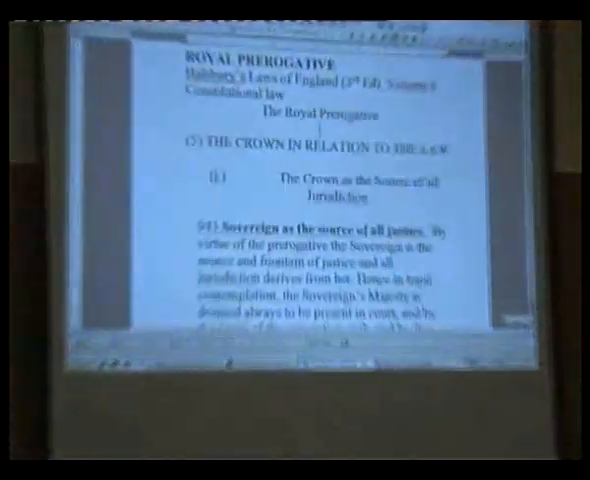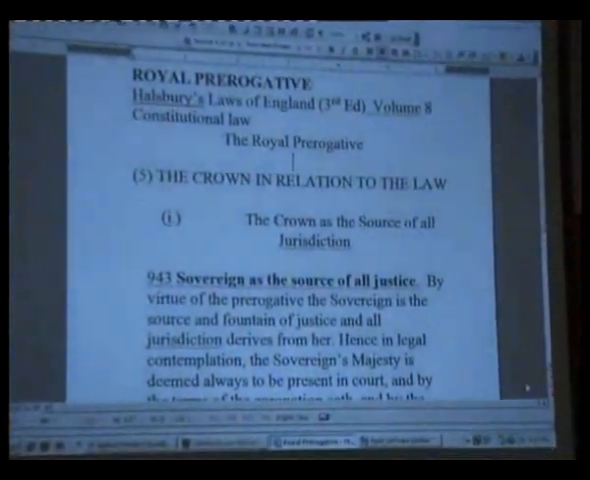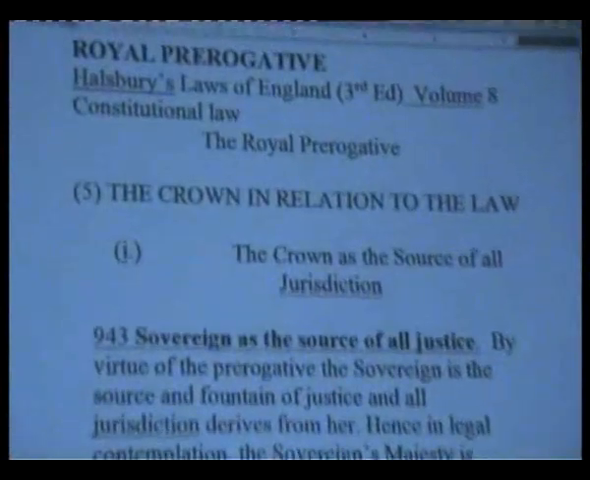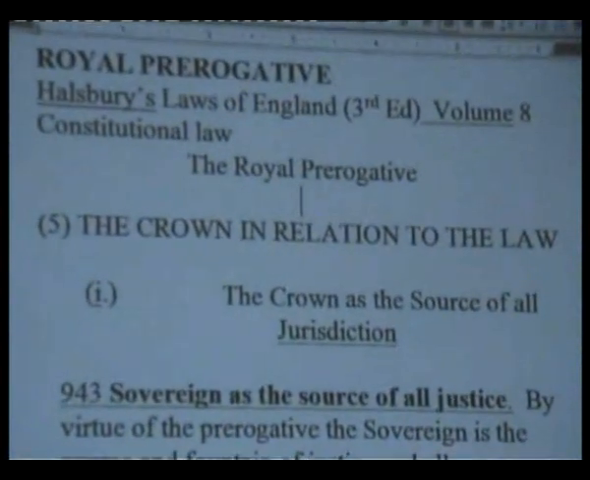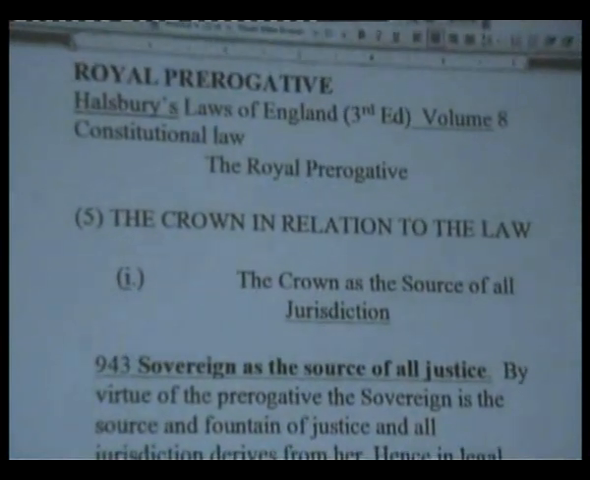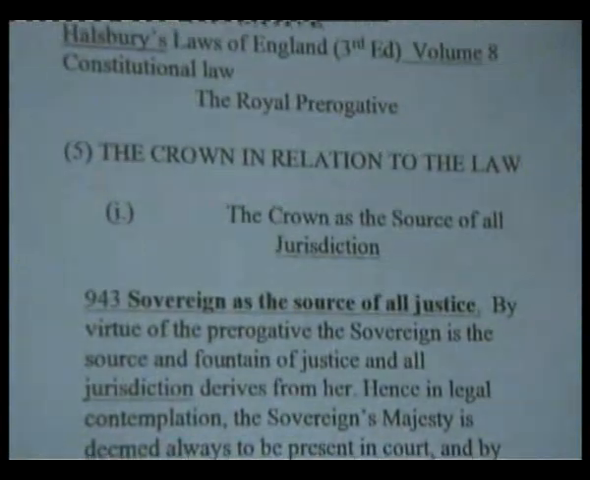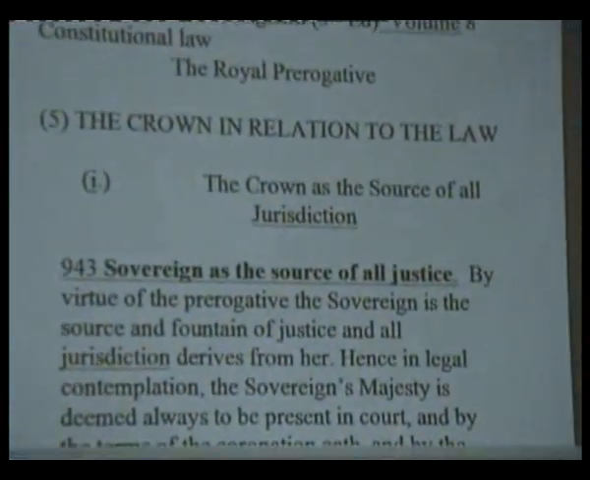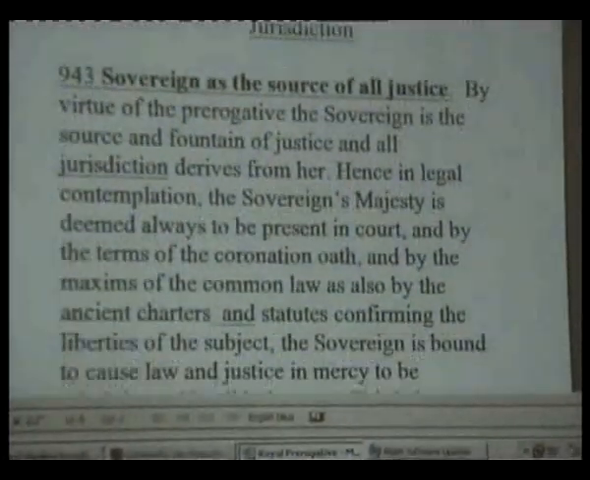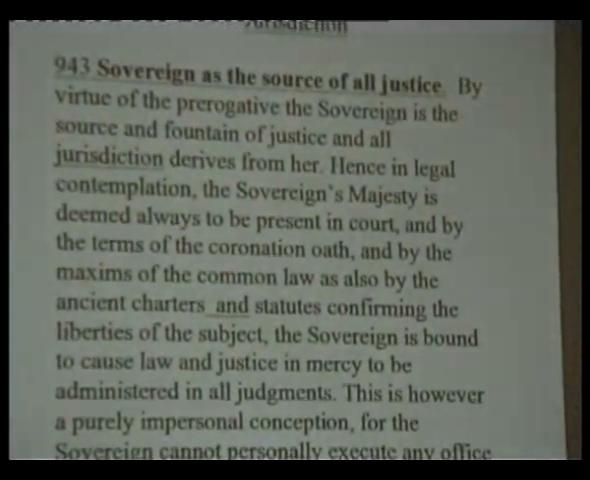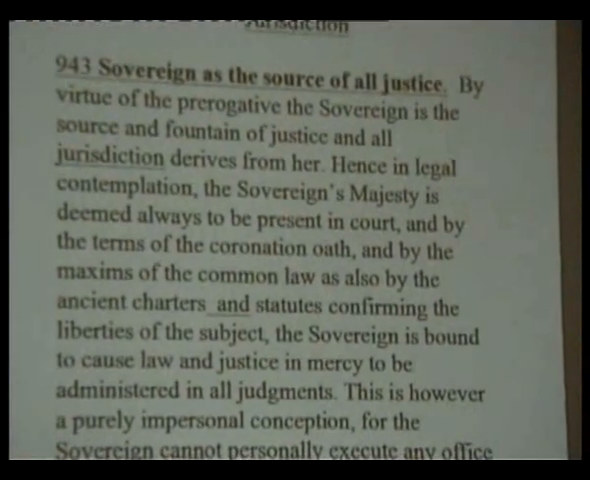Beautiful. Royal prerogative, Halsbury's Laws of England, 3rd edition. Okay, the 3rd edition is, what, over 100 years old? No, it's up to 1960. Oh, 1960, but it's fair enough. Halsbury's got corrupted in the 4th and 5th edition. The Crown in relation to the law, sovereignty as a source of all justice. By virtue of the prerogative, the sovereign is the source and fountain of justice, and all jurisdiction derives from her.